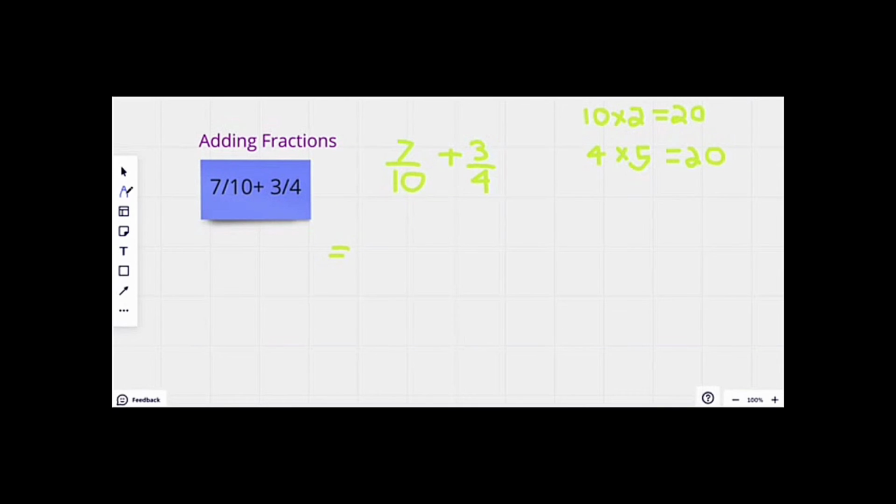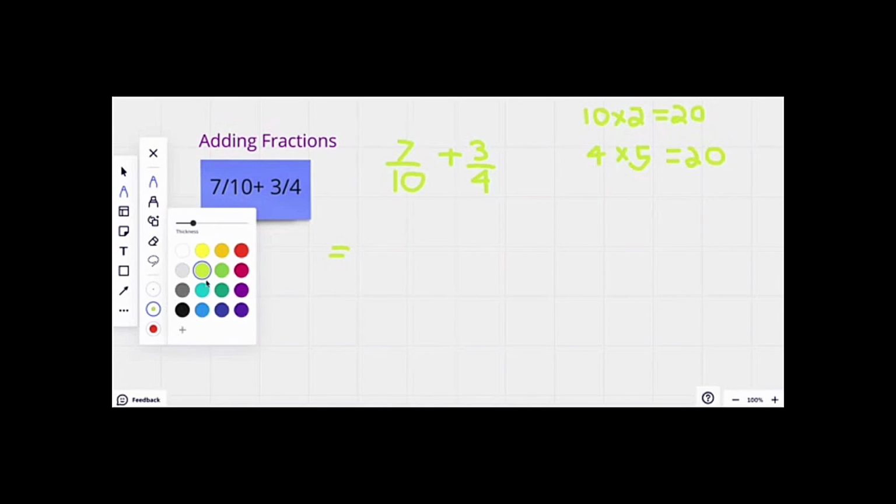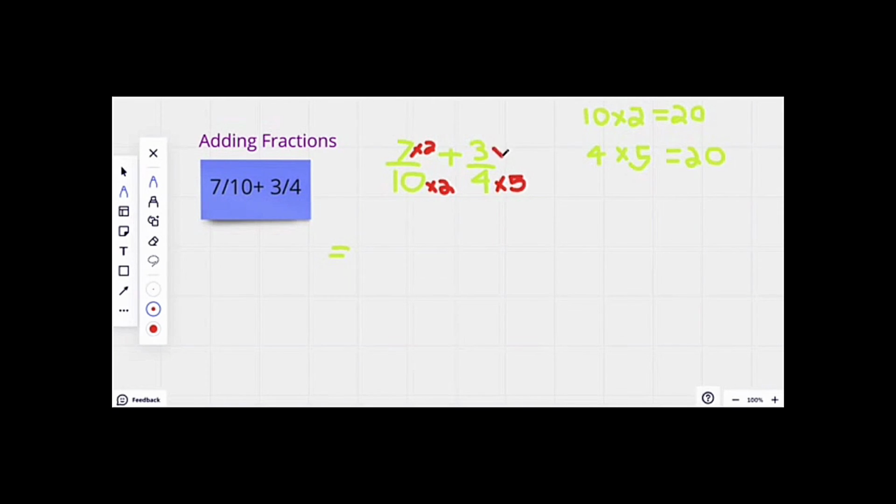All right, so let me pick a different color here so that we can see what we're doing. Okay, what are we multiplying the 10 by in order to get that 20? Well, we're multiplying it by 2. So we're going to put our 2 right here. And whatever we do to the bottom, we do to the top. So we put our 2 right here. What about this fraction? What are we multiplying the 4 by in order to get 20? We're multiplying it by 5. So we're going to multiply it by 5, and whatever we do to the bottom, we do to the top.